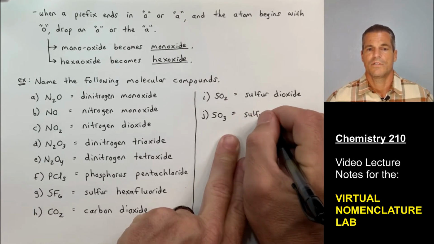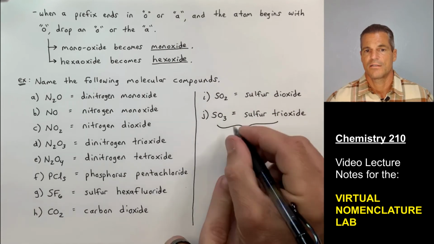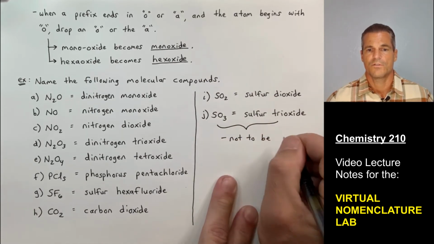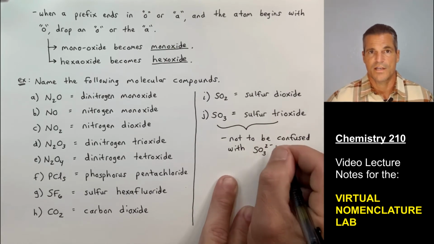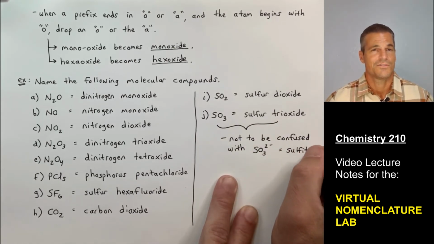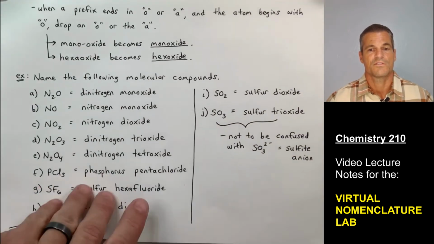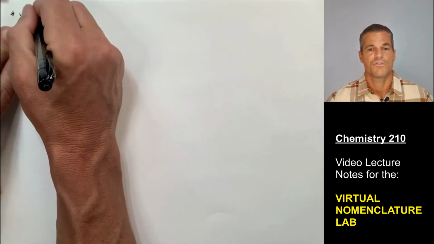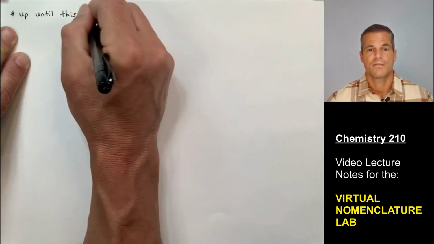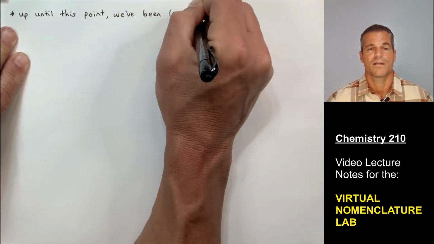SO2 and SO3. SO2 is sulfur dioxide. SO3, sulfur trioxide. Now, in the last few videos, we discussed naming ionic compounds, so don't get SO3 right there confused with the sulfite ion, SO3 2-. SO3 above in J is its own full compound. It's a covalent compound, sulfur trioxide.